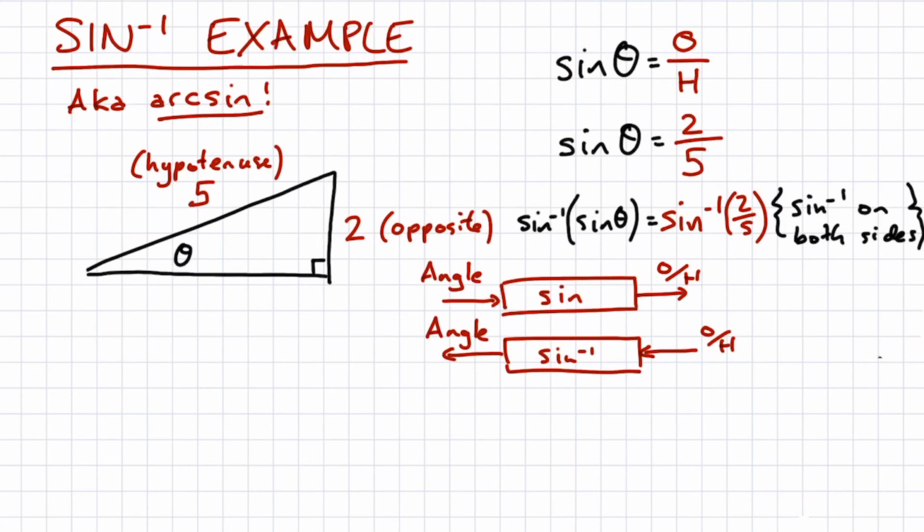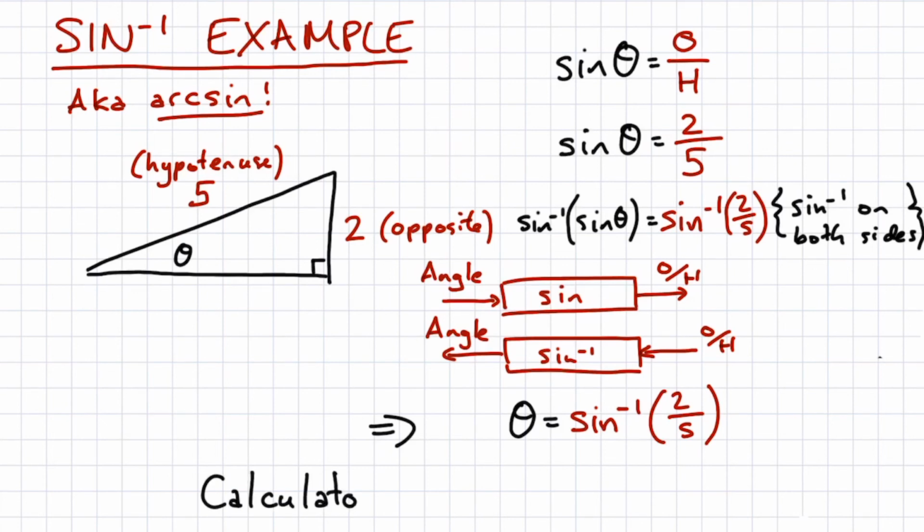Okay, so on the left-hand side of that equation, sine minus 1 of sine theta actually just leads to just theta. It gets back to our angle. And the right-hand side we just leave as sine minus 1 of 2/5. Okay, so a simple little equation here: theta equals sine minus 1 of 2/5.